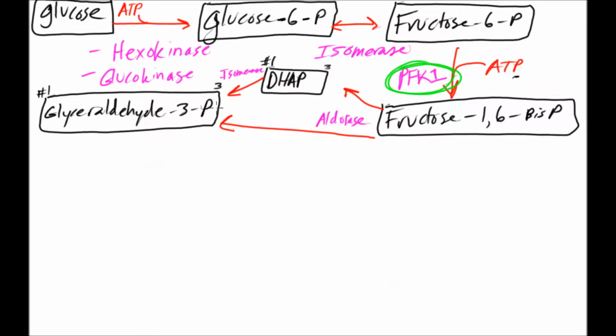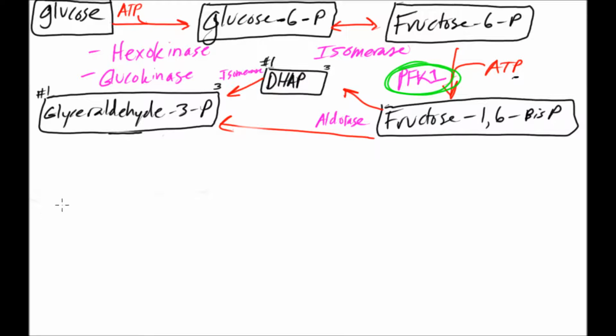So, what's the bottom line? We take this 6-carbon molecule that has 2 phosphates attached to it, high energy. We're going to cleave it into 2 molecules that have 3 carbons each. Each one of these has its own phosphate group, and then eventually this DHAP will get converted into a glyceraldehyde 3-phosphate. So now we have 2 molecules of glyceraldehyde 3-phosphate. That's an important thing to remember.